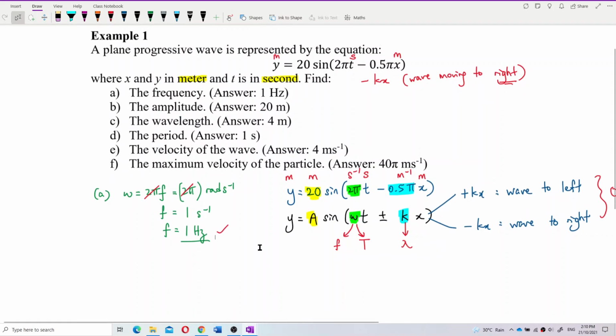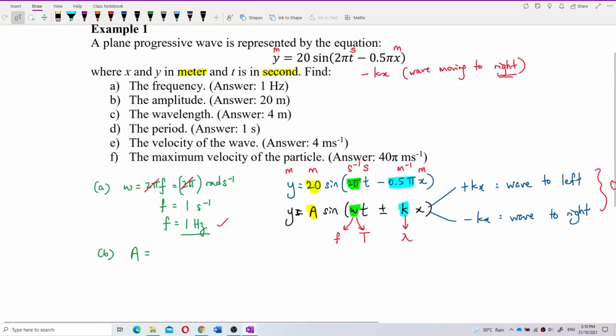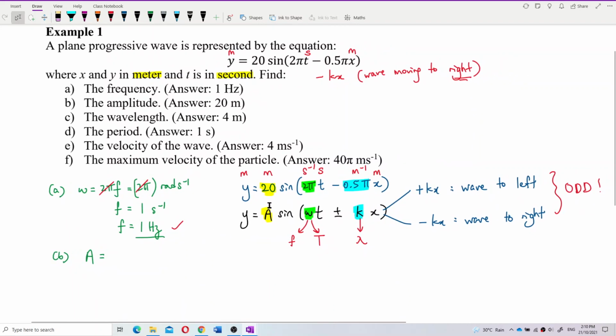Good. Now how about the next question, B, the amplitude? Amplitude is the front part, which is 20, with unit meter, because it follows the displacement unit. So it's 20 meter. Is the answer correct? Yes, it's correct. Now how about the wavelength?